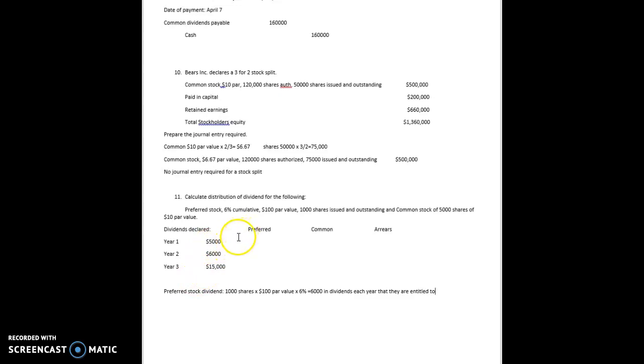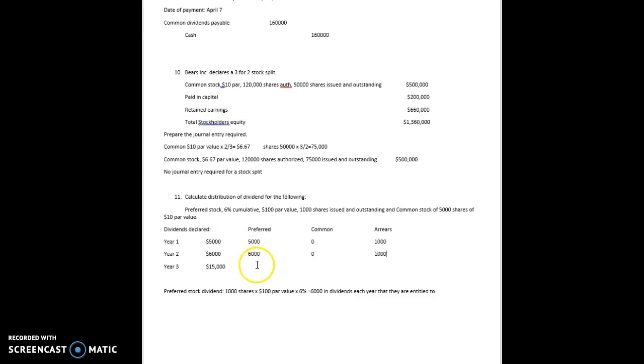So year 1, they declared a $5,000 dividend. Preferred is supposed to get 6. So that means preferred gets all 5,000 of it. There's nothing left for common, and we still owe preferred $1,000 that will be in arrears. So that's year 1. Year 2, they have $6,000 that they're declaring. So year 2, preferred is going to get all 6,000. But there's still 1,000 that's in arrears, so that doesn't change.